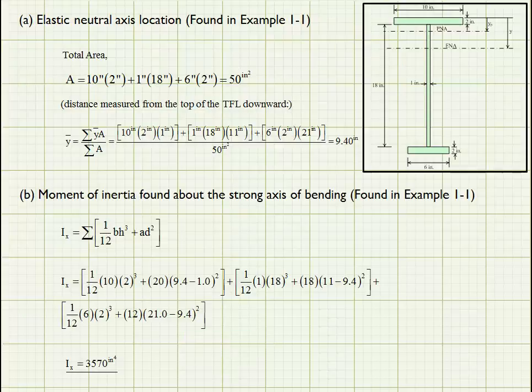But I would like to quickly point out some of the quantities that we had calculated back in lesson plan 1. We had calculated the location of the elastic neutral axis, which is right here in our figure, and that is our y bar quantity, and we found that the elastic neutral axis was located 9.4 inches from the top of the top flange. Then we calculated the bending moment of inertia about that strong axis. So my x-axis is right here. My weak axis is the vertical axis. So calculating I sub x, we found that it was equal to 3,570 inches to the fourth.